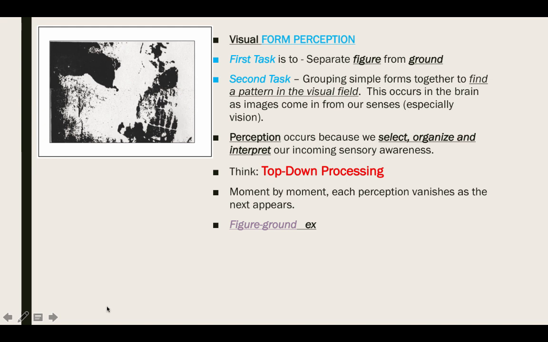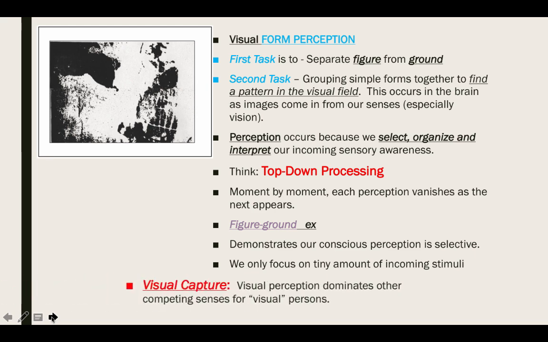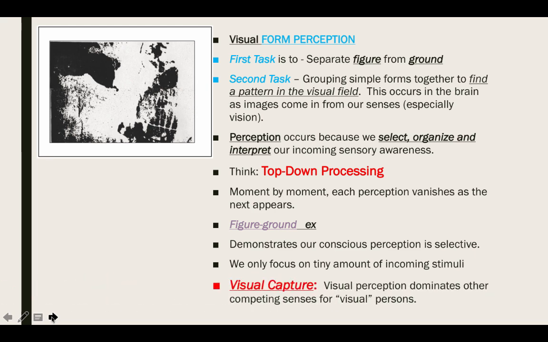Let's get back to our slide projector here. So this demonstrates our conscious perception is selective, and the image we just saw with the chess pieces is known as a reversible figure. That means we can see maybe two or even three different images, but we typically only see one at a time because of selective attention. You remember that from our previous unit. It also shows we only focus on a really small amount of information coming in from our eyes or other senses at a time.